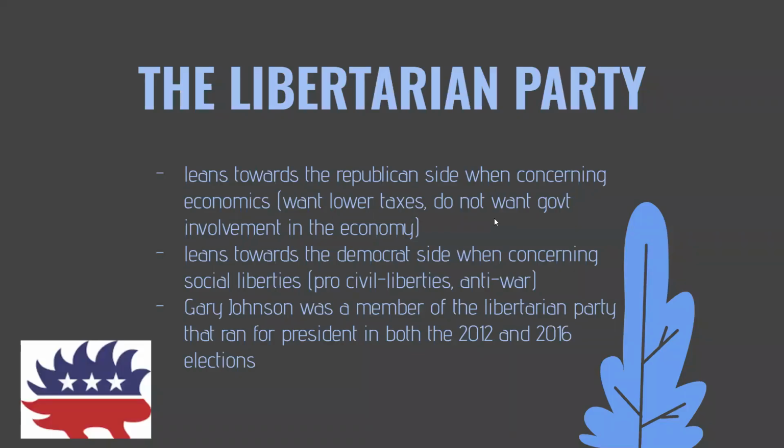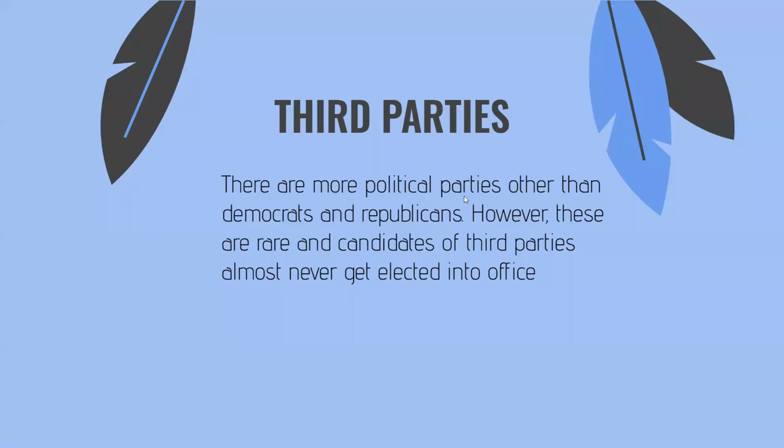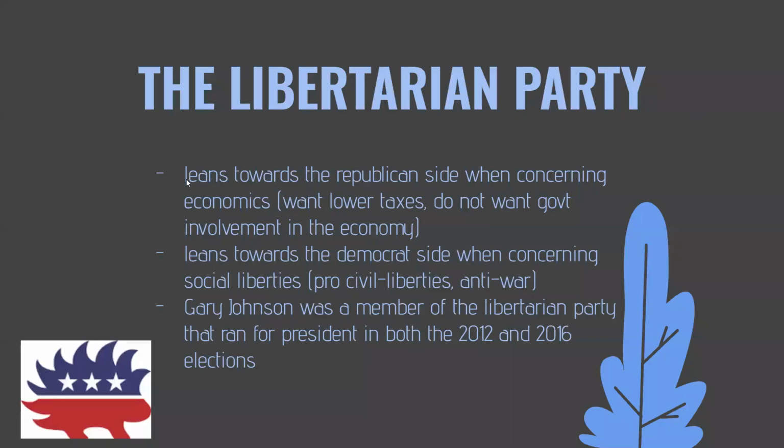One of the third parties is the Libertarian Party. They typically lean towards the Republican side when concerning economics. Like the Republicans, they want lower taxes and don't want government involvement in the economy, but they lean towards the Democrat side when concerning social liberties. So they're pro civil liberties and anti war.